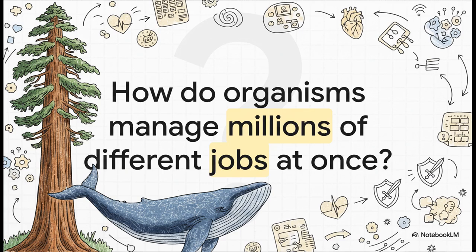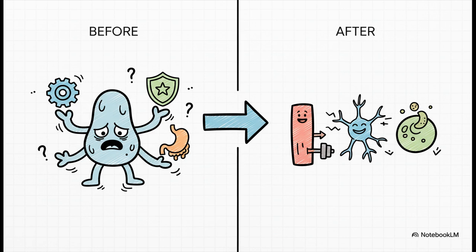Inside a giant redwood tree or a blue whale, there are literally millions of things happening at the exact same time. You've got movement, breathing, getting nutrients around, fighting off diseases. How on earth does any complex organism juggle all of that without just falling apart? Well, the answer is actually a pretty elegant one, a division of labor.